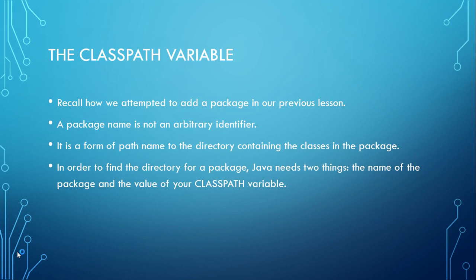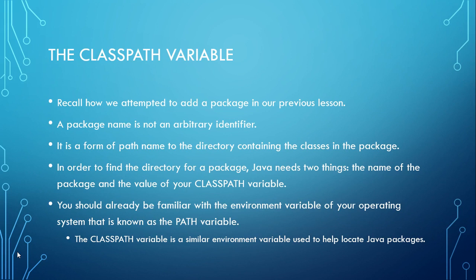And when we start talking about class path variable, that would be if you actually look at your C drive, for example, and you have it stored there, or your N drive, or wherever it's stored, what is the file path? Class path is another name. It's what's the file path for that package. Now, you should all be familiar with the environment variable of your operating system that's known as the path variable, which I just kind of mentioned. Path is just where it's at. So the class path is a similar one, which helps Java then locate the package.